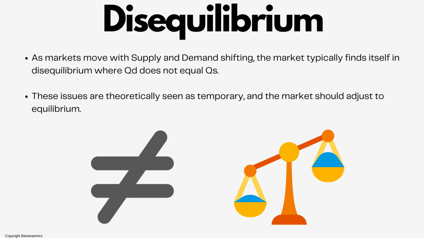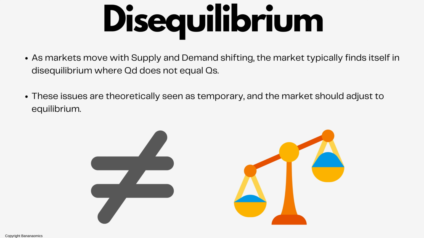Markets can also be in a state of disequilibrium where the quantity supplied and quantity demanded are not equal. This state is inefficient and will result in either a shortage or a surplus. States of disequilibrium are theoretically temporary, and the market should automatically correct itself eventually.